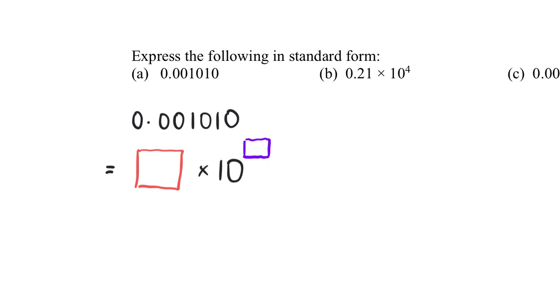For A, I could use 101 and write it as 1.01 times 10 to the power of -3. And this will be the standard form for part A.